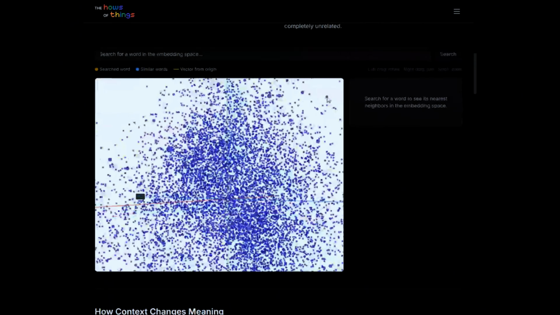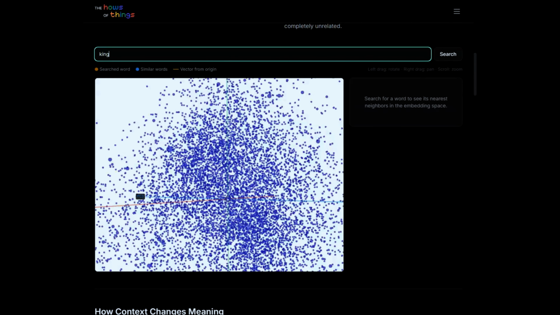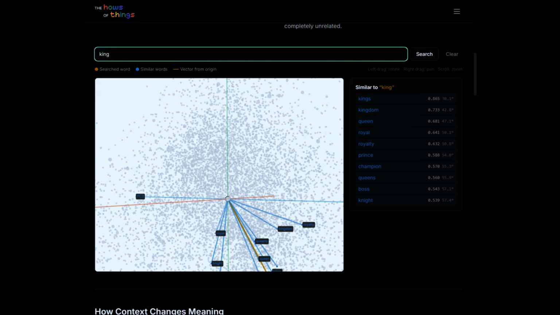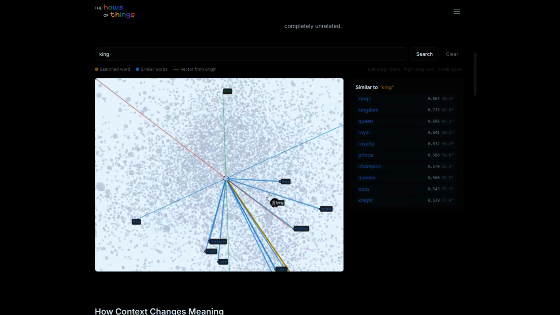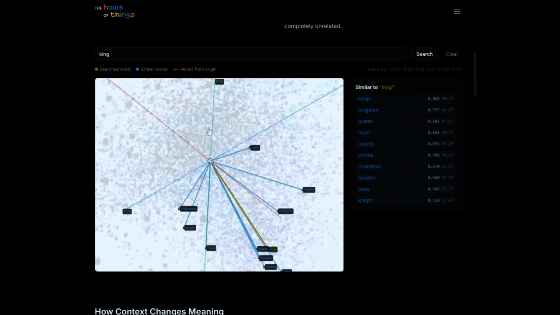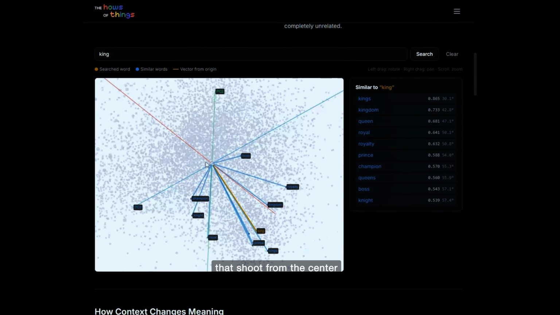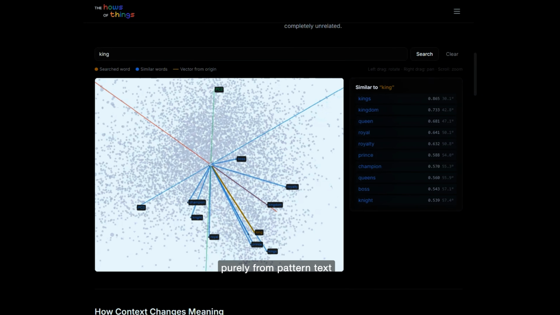Now, let me search something. See these lines that shoot from the center towards king and its neighbors? Well, look at the side panel. The words closest to king: kingdom, queen, prince. Nobody programmed that. Nobody wrote a rule saying kings relate to queens. The model figured it out purely from patterns in text, because king and queen show up in the same kinds of sentences.